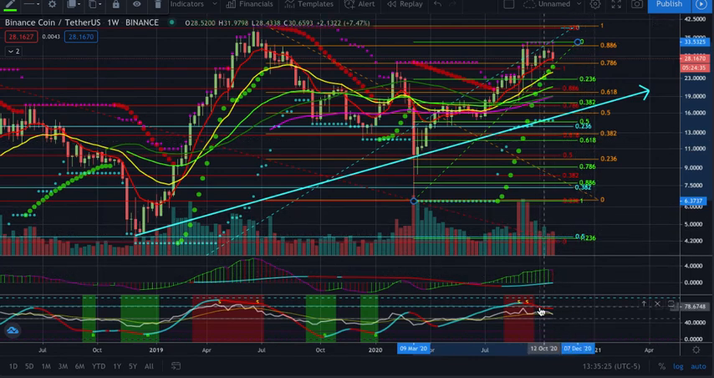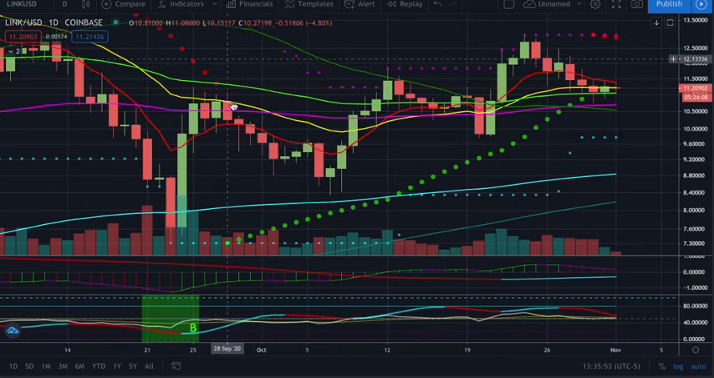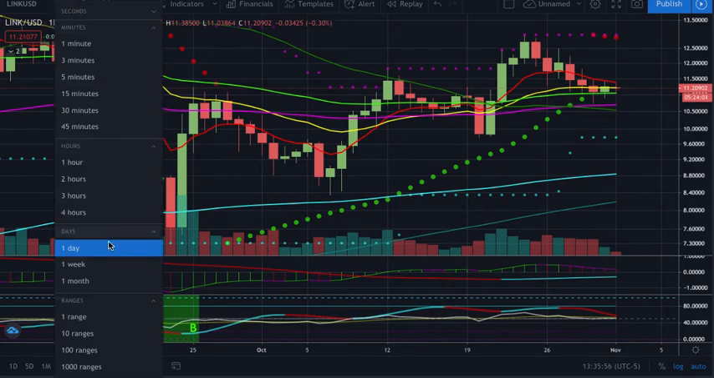And again, we fell back below the bullish control zone right here, but it easily could find support at the 50 area right here, and then move back up again to the upside. So next we have our LINK chart. I'm on the daily right now. I'm going to switch over to the weekly.